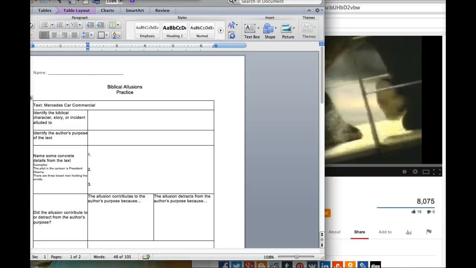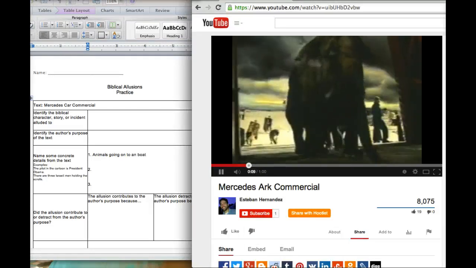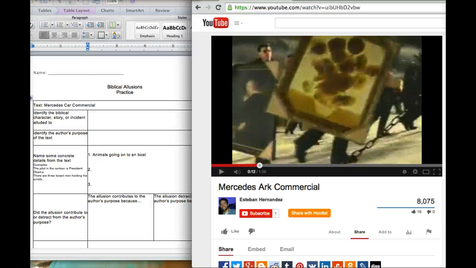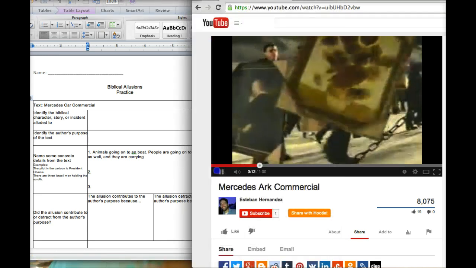Obviously, there are animals going onto a boat. We're assuming this is an ark. Oh, now this is different. Now we have people. People are going onto the boat as well. And they are carrying, what are they carrying? Let's find out. Oh, famous works of art.